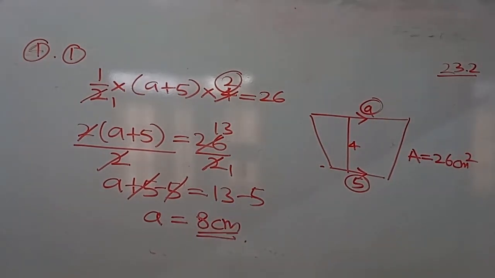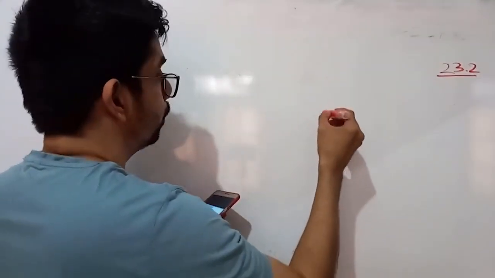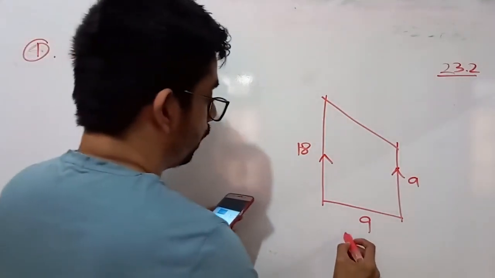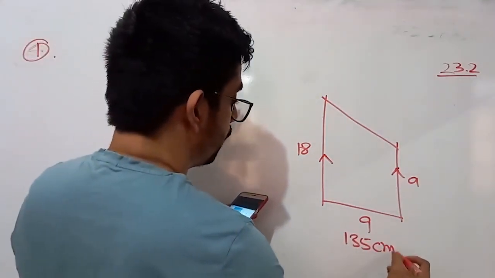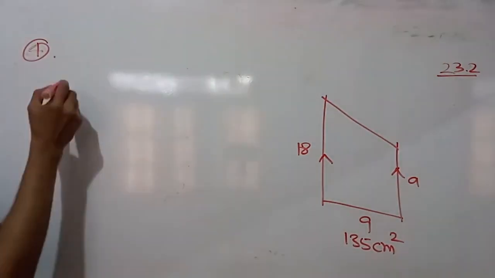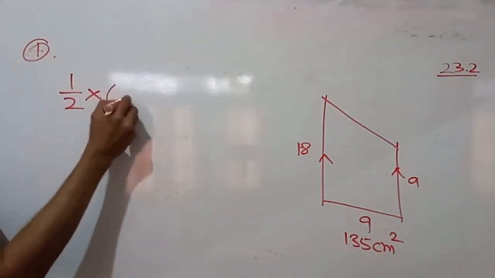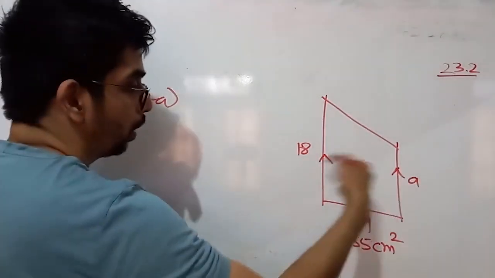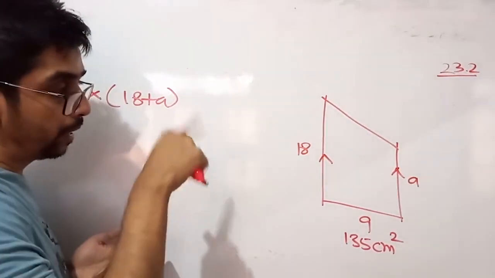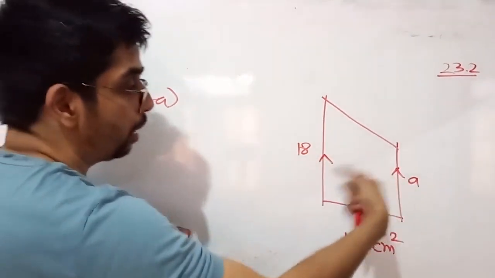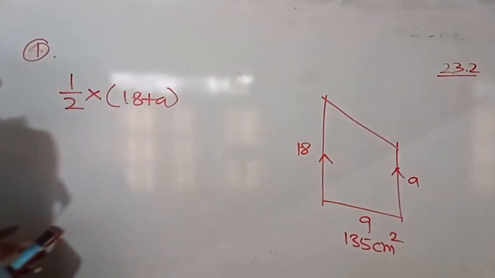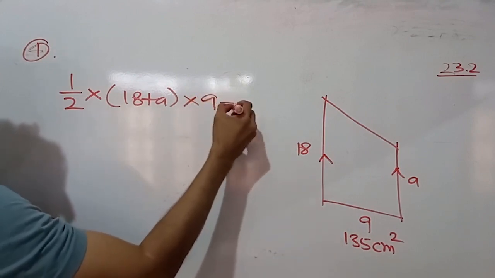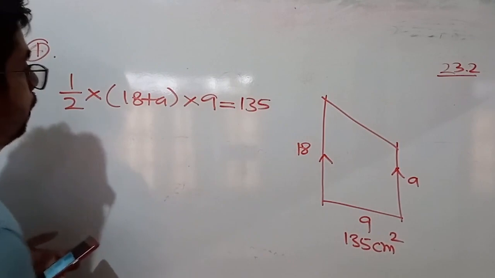Just as before. Right, so the diagram which has been given to us, it is something like this. So the area is what? 135 square centimeters. Half into 18 plus A, just as before, right? So one of the length of the parallel sides are not given to us. එක පැත්තක දිග අපිට දීලා නැහැ. හරි? කලින් එකෙත් එහෙමනේ. Then into what? 9 perpendicular height. So that is equal to 135.